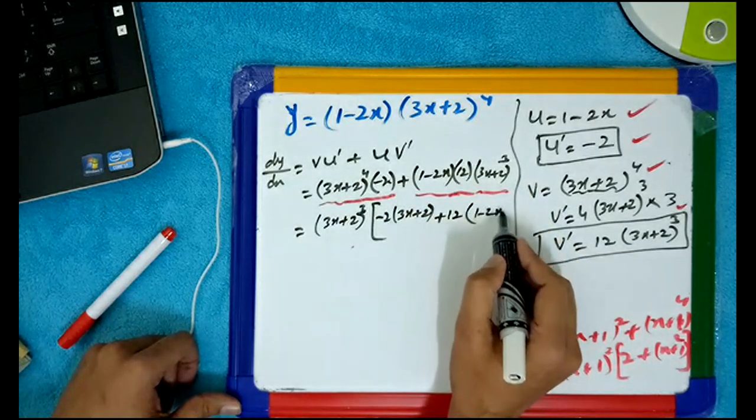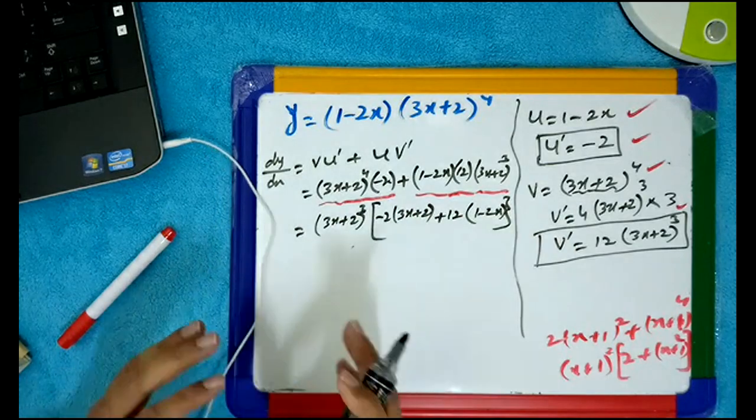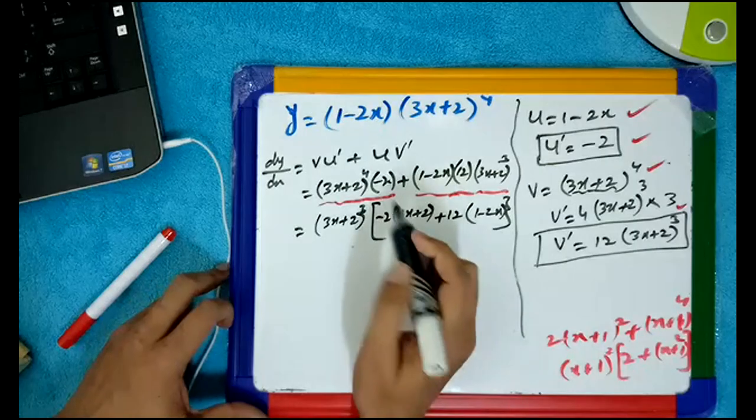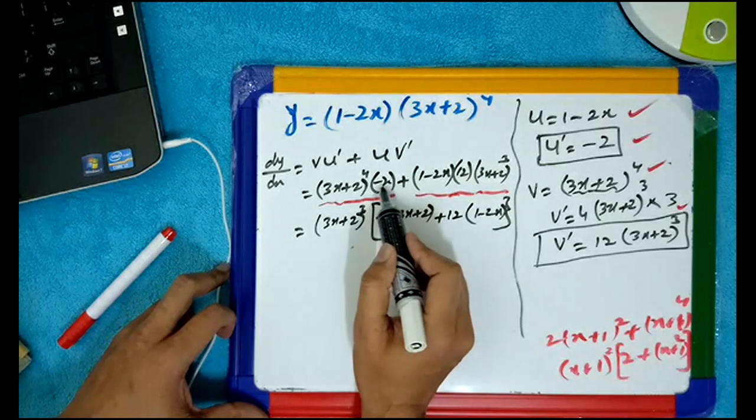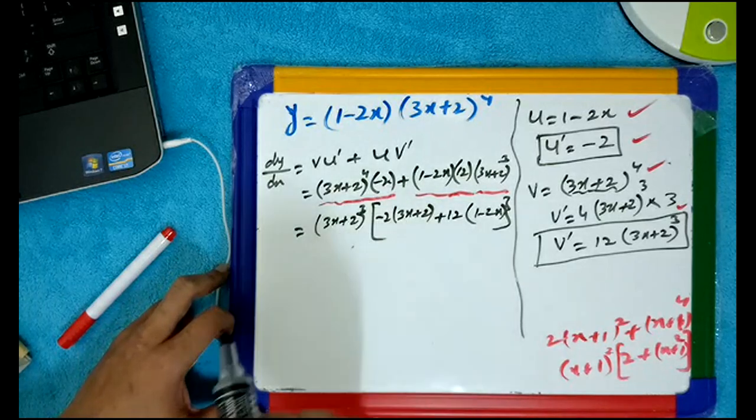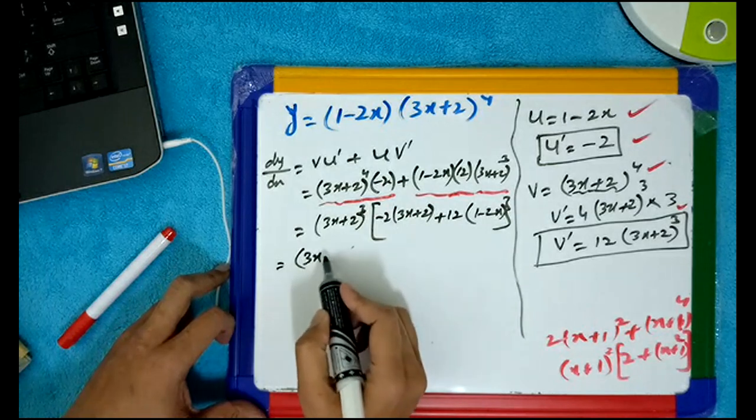This is an easy way to simplify this. Otherwise, if you start, where did you get the minus 2? Yes, minus 2 was here, already multiplied. Oh, okay. So I write the number in the beginning. A number you always write in the beginning. You will learn slowly. (3x + 2)^3.